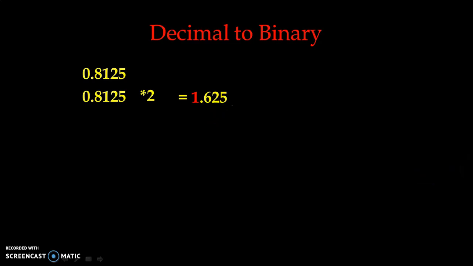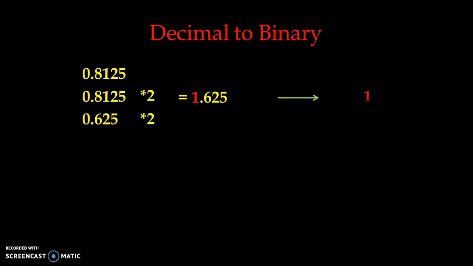Now from the produce, we have to take the integer value apart. So in the produce 1.625, 1 is the integer value and 0.625 is the fractional value. So we have to separate the integer value as well as the fractional value from the produce. Suppose the integer value is 1, so we have taken 1 apart, and the fractional value we are taking for repeated multiplication again. So 0.625, that is the fractional value of the produce.